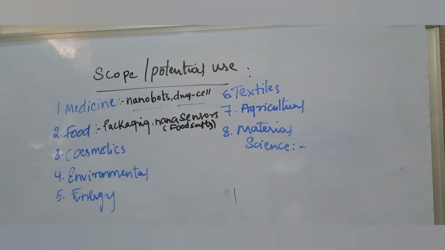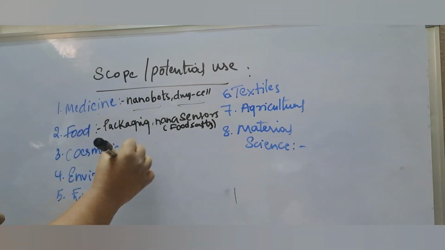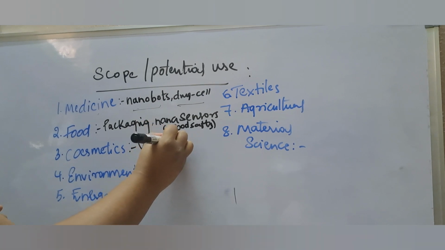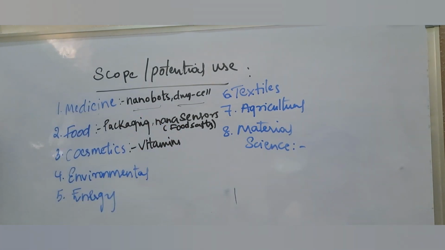And coming to the cosmetic industries, you know that vitamin E serums or ceramide serums, these are all packed in one capsule or one bottle through nanotechnology itself. We use it for purification, for enhancement, or for absorption into the skin. We are using nanotechnology to develop vitamin capsules or serums. So nanotechnology is used in cosmetic industries for this.